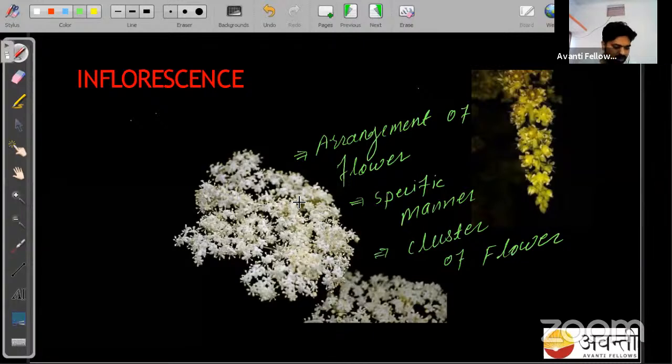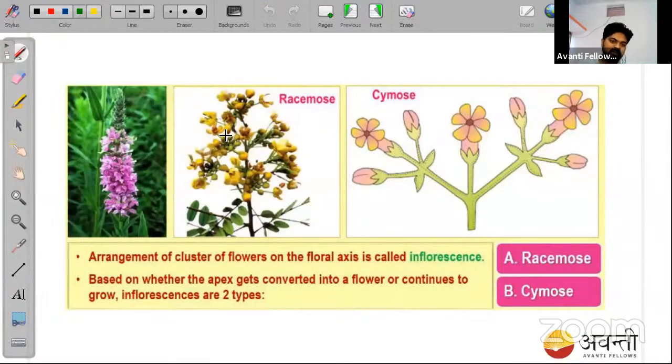Okay, correct. चलिए, so let's start with the inflorescence. So what is meant by inflorescence? Here is the definition: the arrangement of a cluster of flowers on the floral axis is called inflorescence. Based on whether the apex gets converted into a flower or continues to grow, inflorescences are of two types.